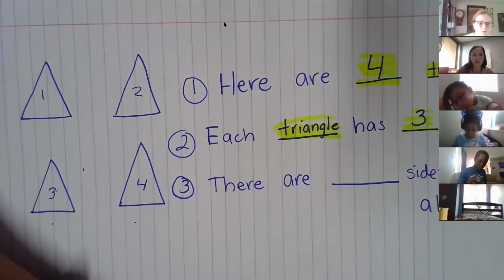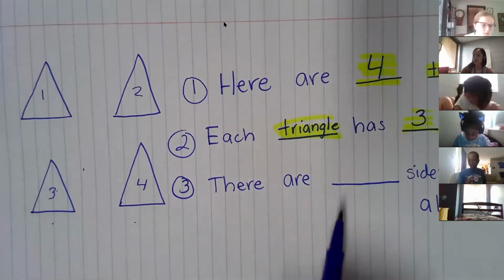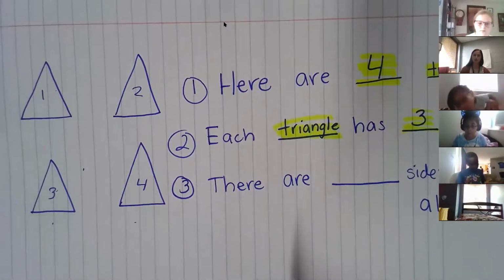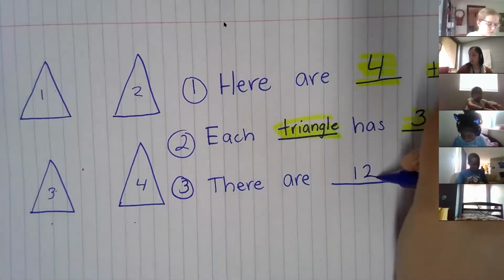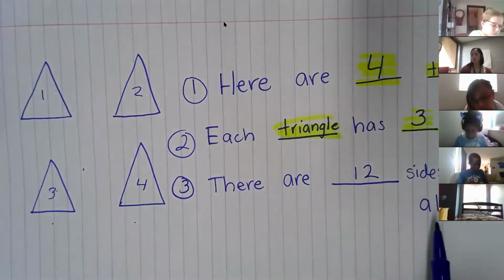All right, guys. So I got some responses. Aaliyah, how many sides are there in all? Aaliyah, you're muted. Perfect. There are 12 sides in all.